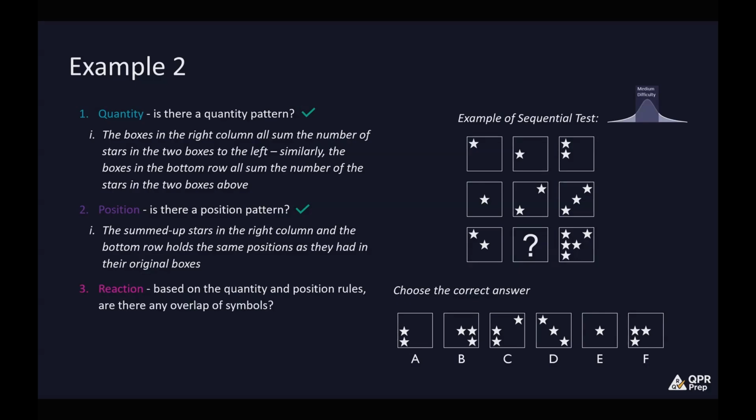What about reaction? Do we see any interference or overlap of symbols based on what we now have learned from the quantity and position? In this case, the answer is no. In this problem, we are dealing with a combination of the quantity and the position concept. Let's now apply these rules to get to the answer, which is C.